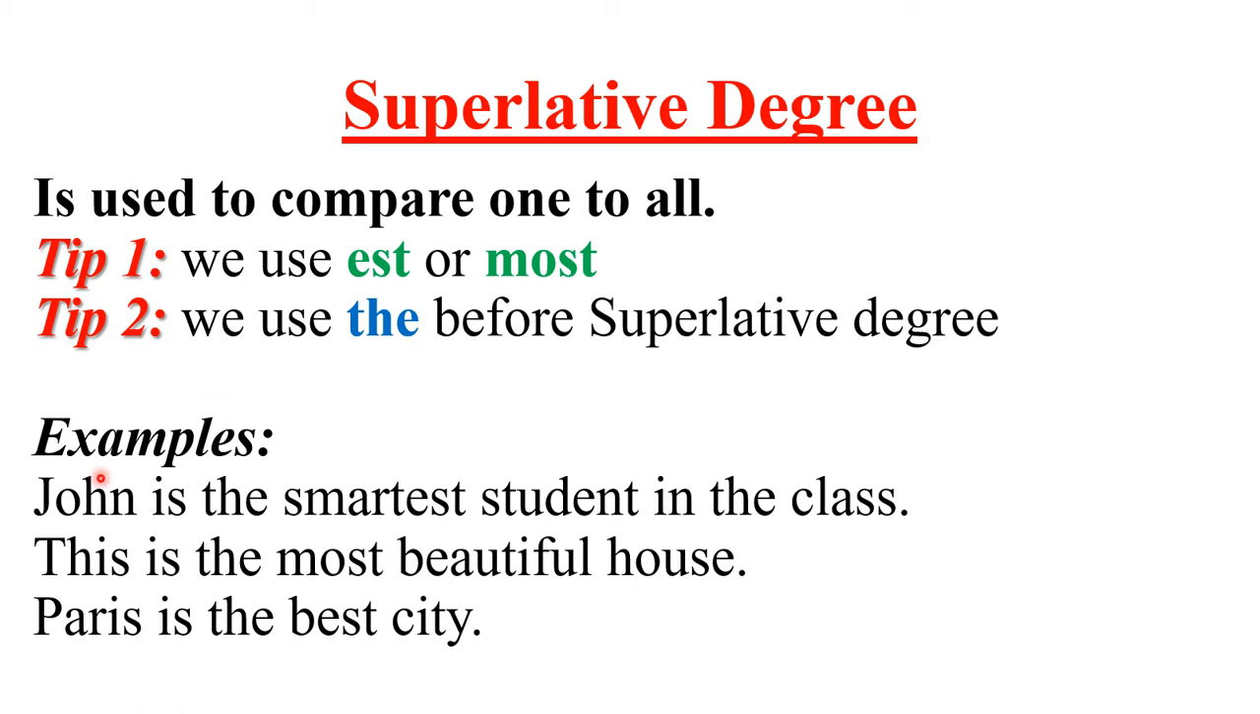There are some examples. First, John is the smartest student in the class. So I'm comparing John to a group of people who are all sitting in his class. I'm not comparing John to Ahmad or Mahmoud or one person. I'm comparing John to a group of students who are sitting in his class. The second example, this is the most beautiful house. I'm not comparing this house to another house there. I'm comparing this house to all the houses, to a group of houses. And the third example, Paris is the best city. Here, I'm comparing the city of Paris to all the cities in the world.